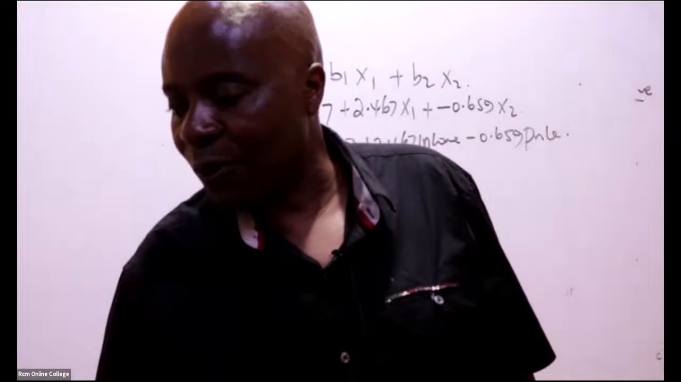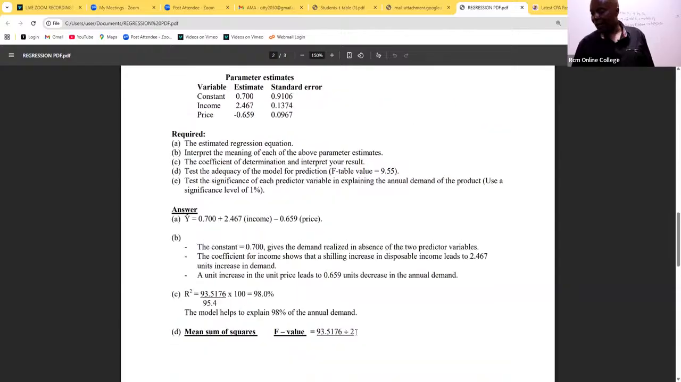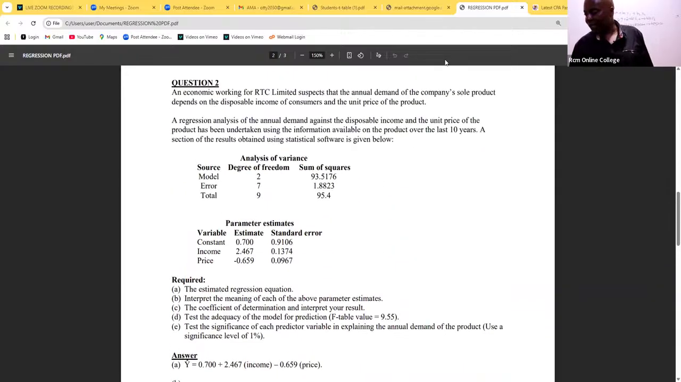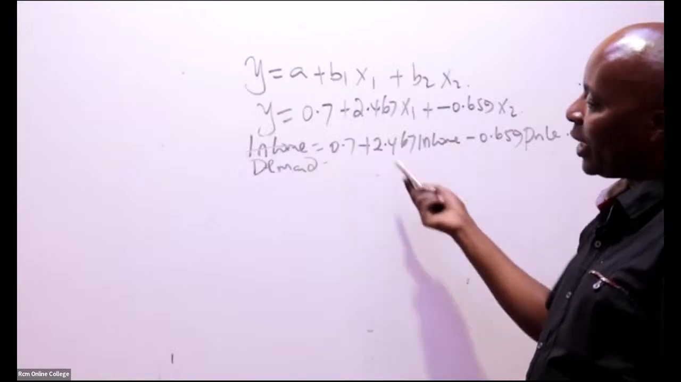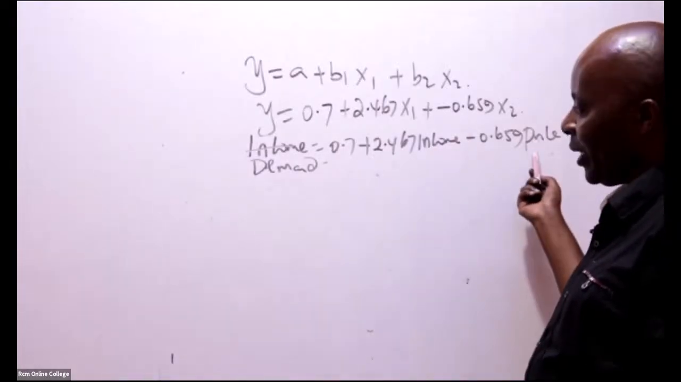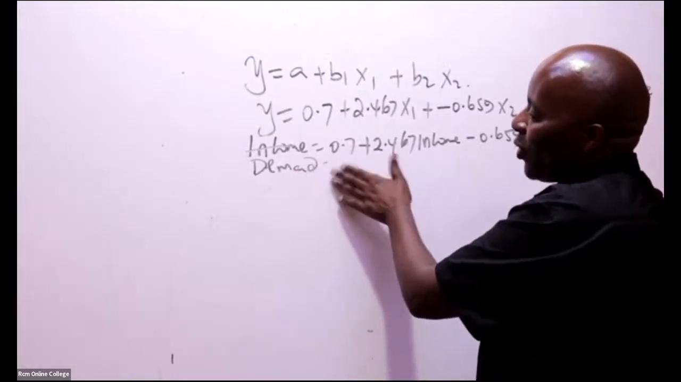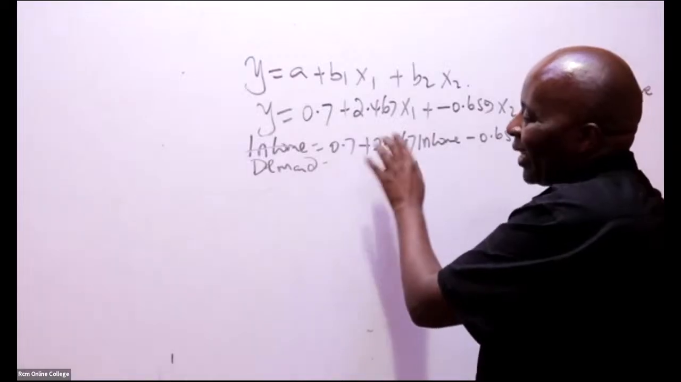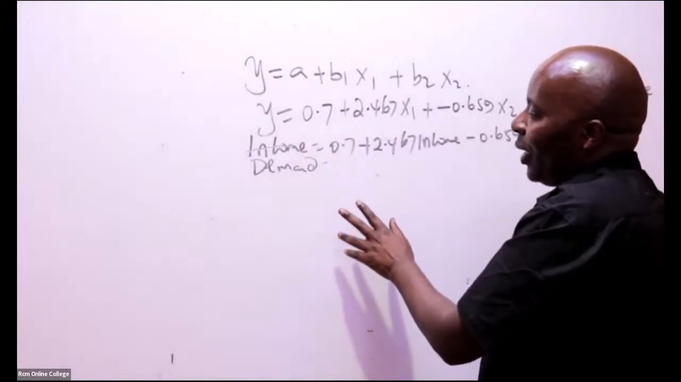So we look at Roman 2. They want us to interpret the meaning of each of the above parameter estimates. Let me explain a little bit, and then we read. This 0.7 is a constant demand. It is the demand when income is 0 and price is 0. So this 0.7 is the constant demand, which is not dependent on income nor price. You have the answer, don't write.